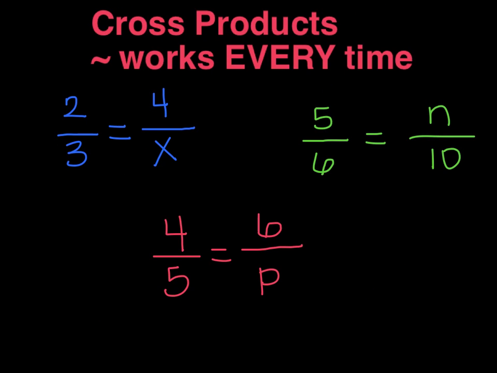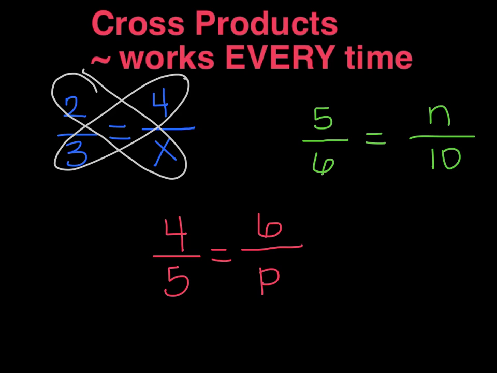Method 3 is using cross products. And if you want to stick with one method that always works, this is it. So cross products works every time with proportions. And all that cross product says is that you can multiply your means and extremes and they are equivalent. And you actually don't really have to worry about the terms means and extremes yet. What you can do is think about multiplying in this order and setting them equal to each other.